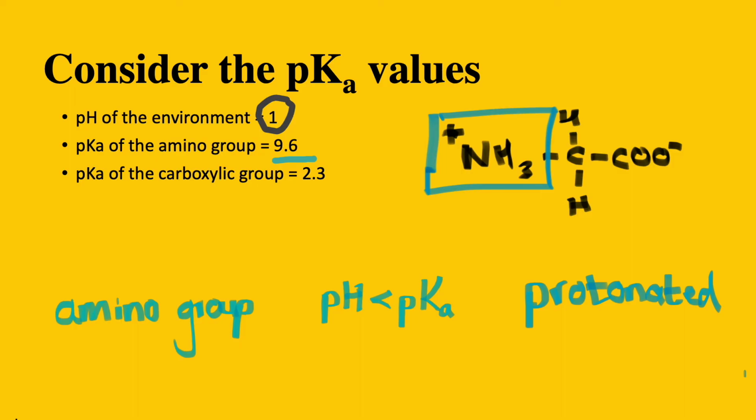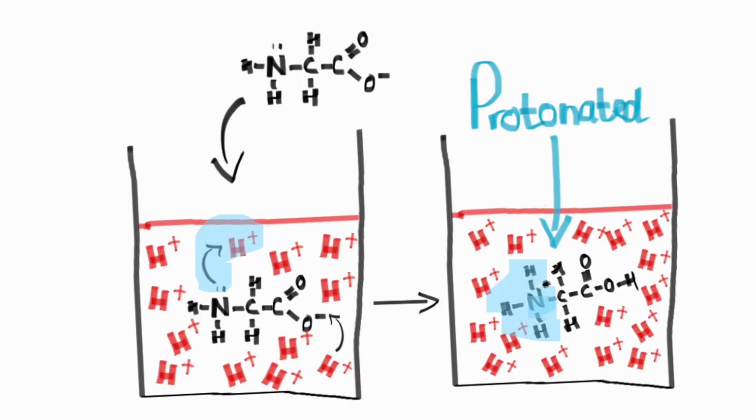So in this case, the pH of the environment is much lower than the pKa of the amino group. Therefore, the amino group will be protonated. Because the amino group has a lone pair on the nitrogen atom, this lone pair will be used to form an additional bond with a free-flowing proton. This makes the initial neutral amino group now positively charged. More specifically, it's going to have a +1 charge.